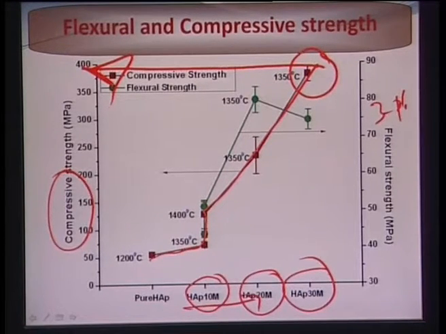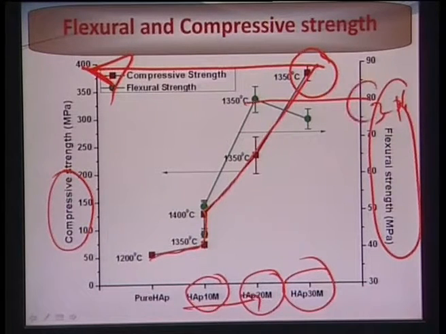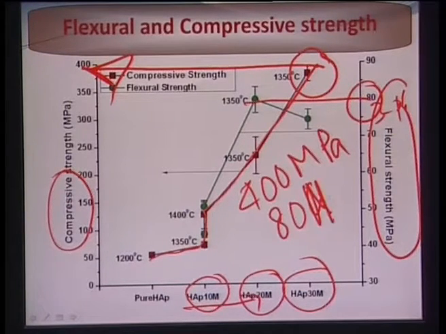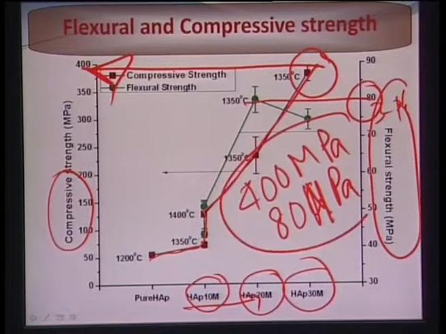Now if you look at the flexural strength, because hydroxyapatite itself is very poor in flexural strength, you can get a maximum of 80 megapascal. So you are getting close to 400 megapascal compressive strength and close to 80 megapascal flexural strength in this material. And this combination of strength properties is quite good as far as the application of these materials is concerned.